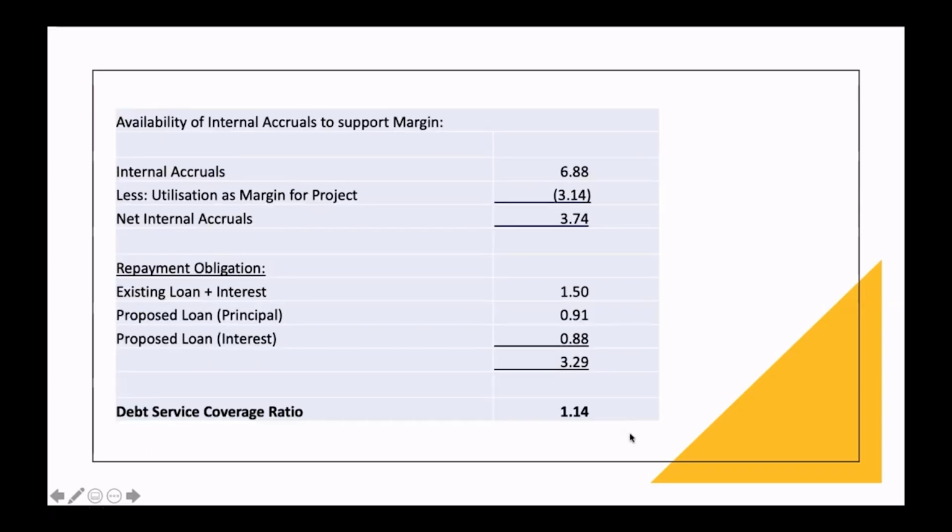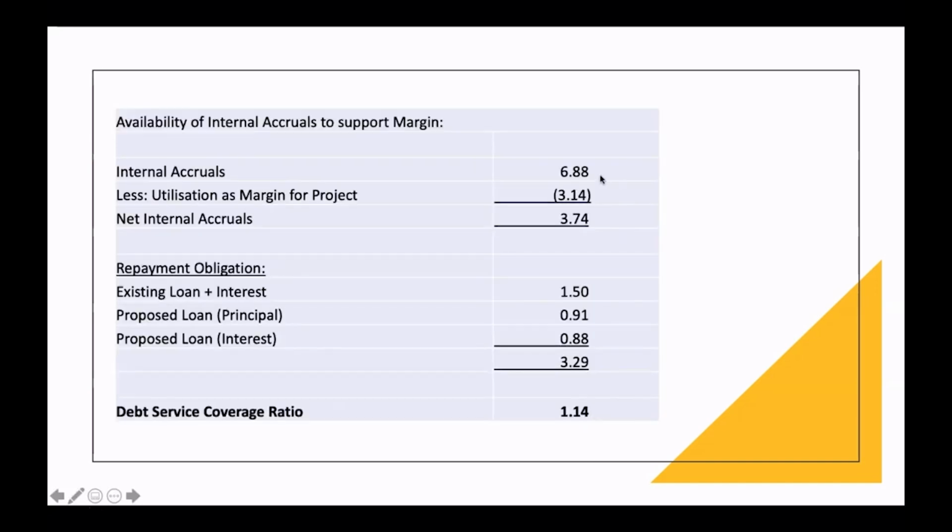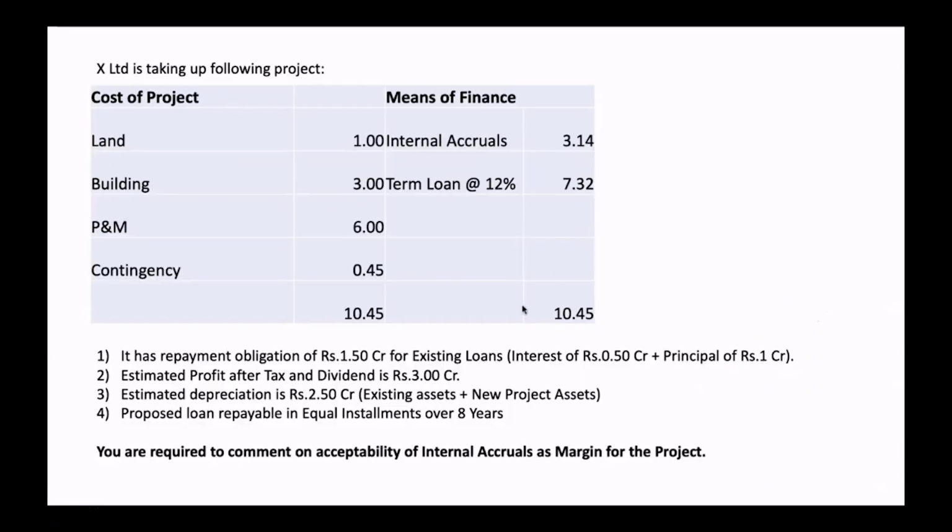Now listen. We have to check whether internal accruals can be used as margin for this project or not. Just now we have computed the gross internal accruals as 6.88 crore. From that, let us deduct what is going to be utilized as margin for the project. 3.14 crore is going to be utilized. It means the net internal accrual is 3.74 crore. So this is what is available for servicing the loan. Right. What is their existing repayment obligation? Put together it is 1.5 crore.